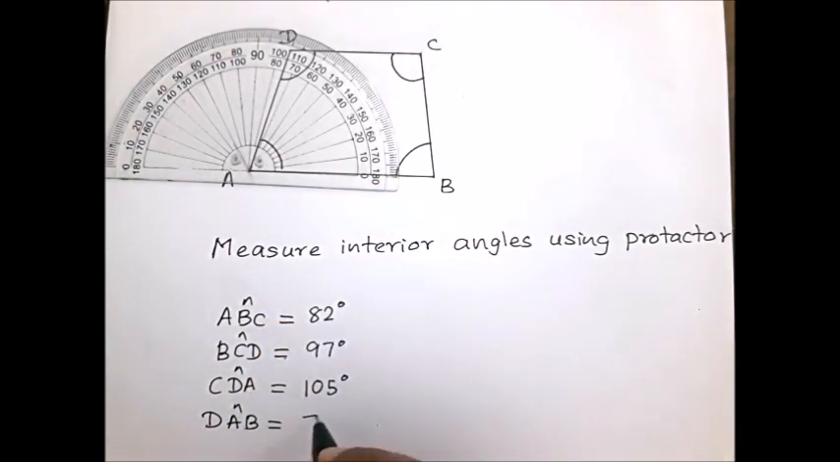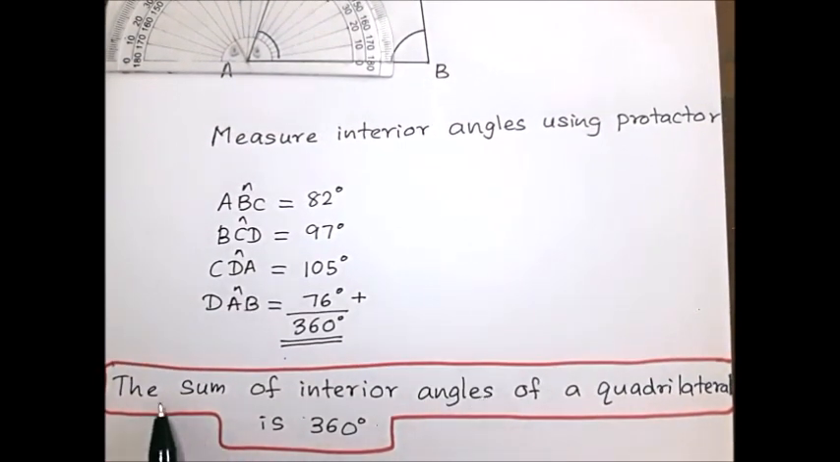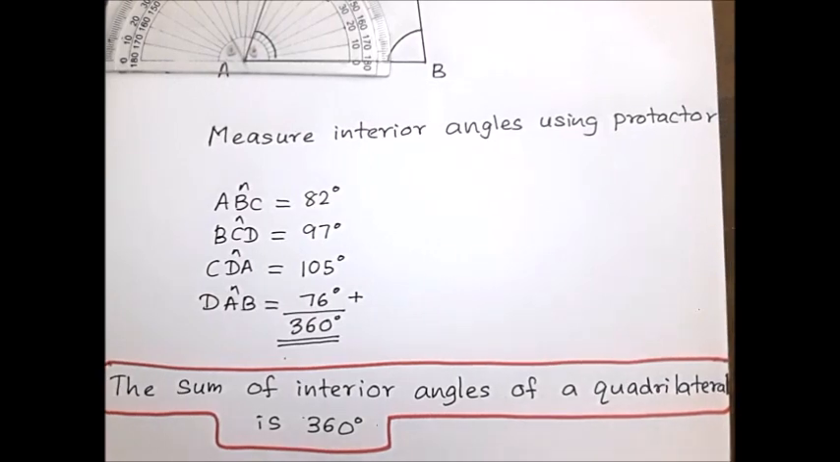It is 76 degrees. Now I am going to add these 4 angles to find the sum of interior angles of a quadrilateral. It is equal to 360 degrees. Now you can say the sum of interior angles of any quadrilateral is equal to 360 degrees. Now you have to remember this one. The sum of interior angles of a quadrilateral is equal to 360 degrees. Now, using this relationship, I am going to explain how to solve some problems for you.